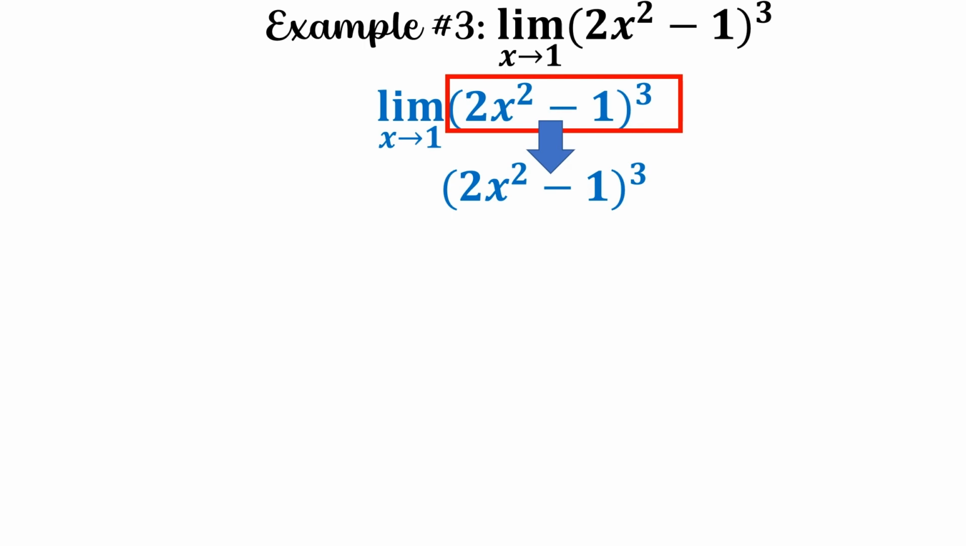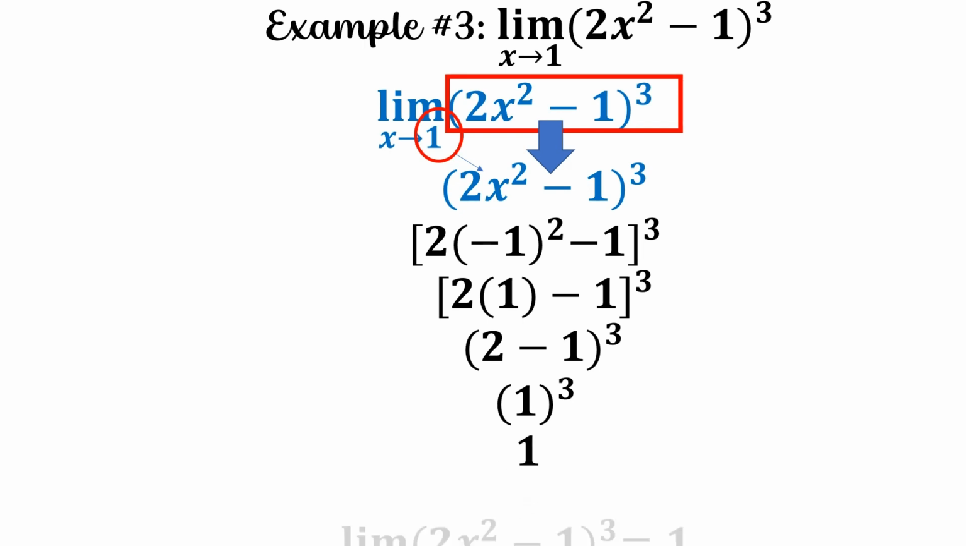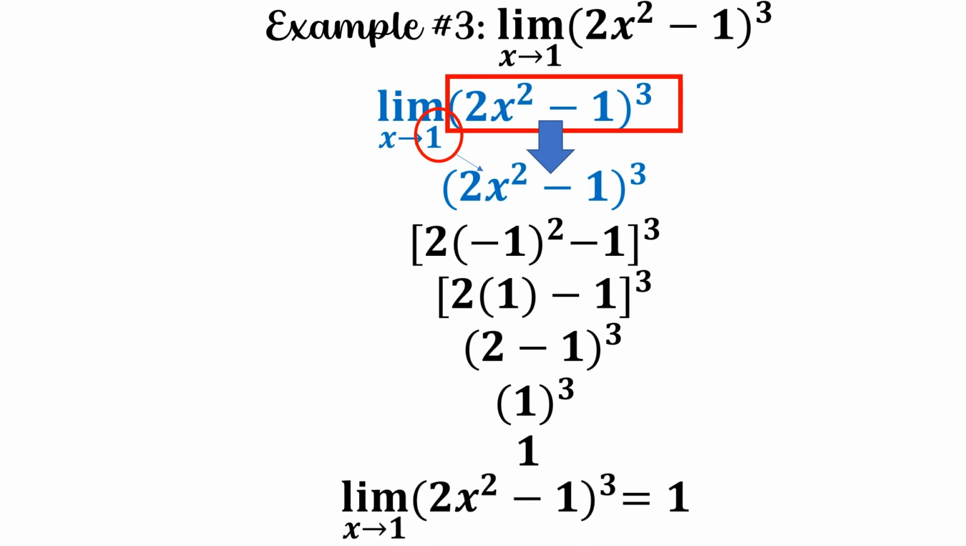Then, 2 times x squared should be 2 times 1 squared, minus 1. Simplify using the MDAS rule. 2 times 1 squared is 2 times 1, which is 2. 2 minus 1 is 1. 1 cubed is 1. Therefore, the limit of the cube of the difference of 2 times x squared and 1 as x approaches 1 is 1.